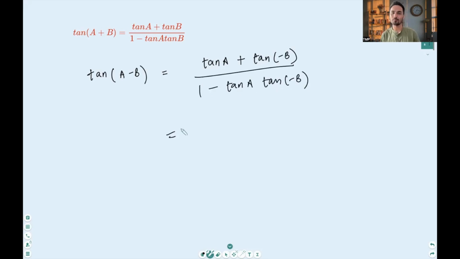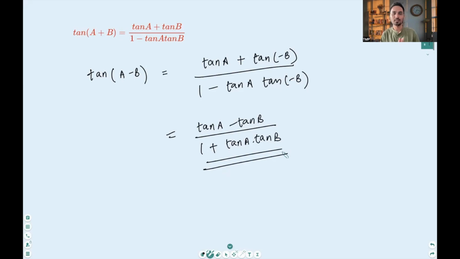And in the previous video, we have learned that tan of minus theta is minus tan theta. So therefore, we can replace tan of minus B with minus tan B. So the formula will change to tan A minus tan B over 1 minus tan A times minus tan B. So minus tan B times minus tan A is basically plus tan A times tan B. This gives you the formula for tan A minus B is tan A minus tan B over 1 plus tan A tan B.